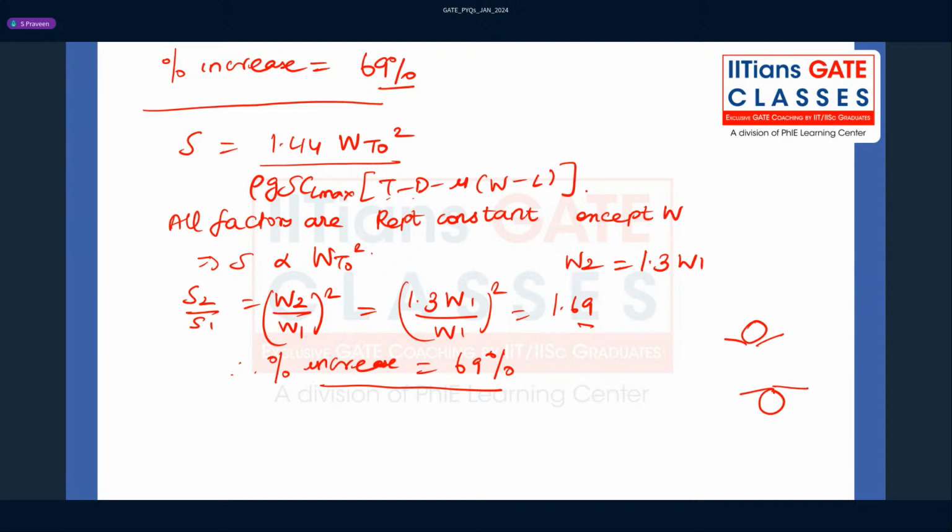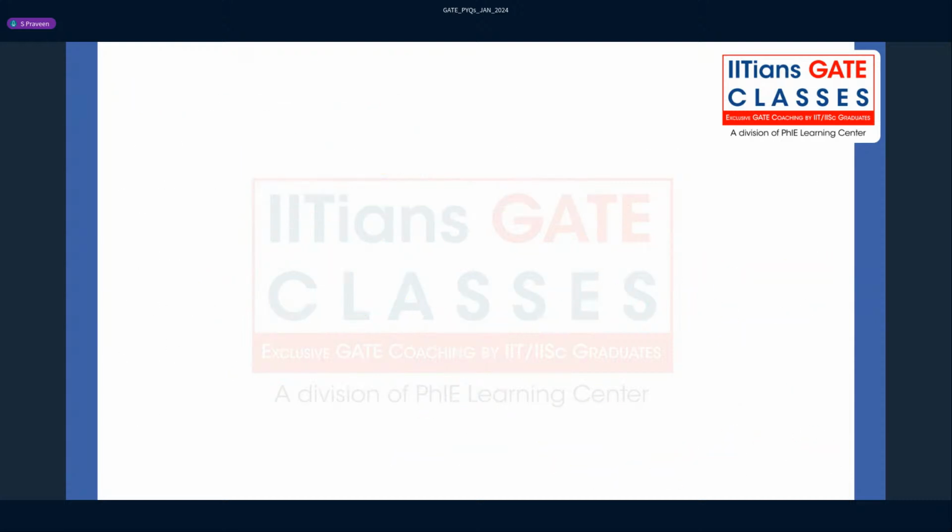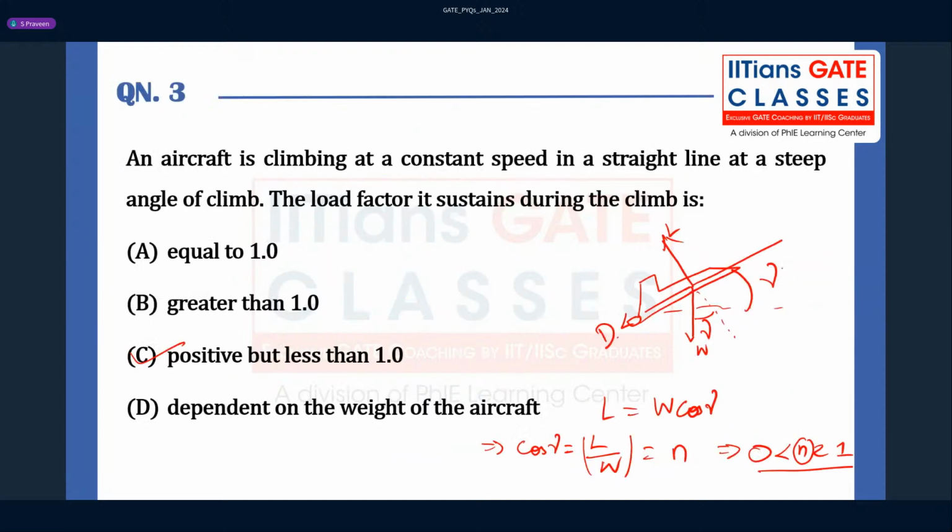Okay, right. So let's go back to the first question of today's session. Let me repeat here what we just did. An aircraft is climbing at a constant speed in a straight line at a steep angle of climb. The load factor sustained during the climb is, so we have four options: equal to 1.0, greater than 1, positive but less than 1, dependent on the weight of the aircraft, right?